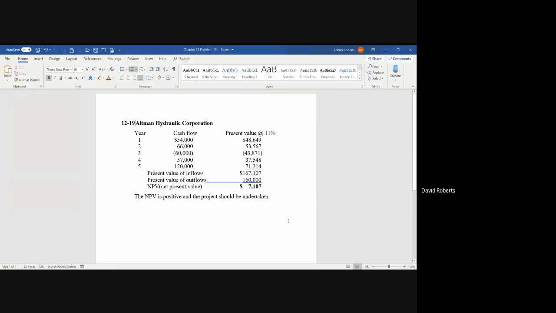Chapter 12, problem number 19. In this particular case, we have a net present value calculation, and you are given the cash flows and you're given the cost of capital.